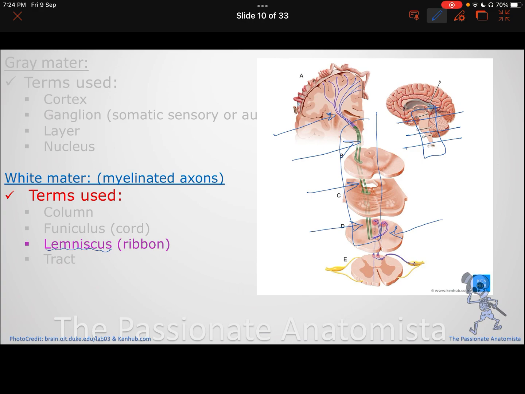So remember, lemniscus is just a terminology that we give to the important tract in the brainstem that's going up to the brain or down to the spinal cord. And we're going to talk about them in detail. But now you just need to understand the meaning of lemniscus.